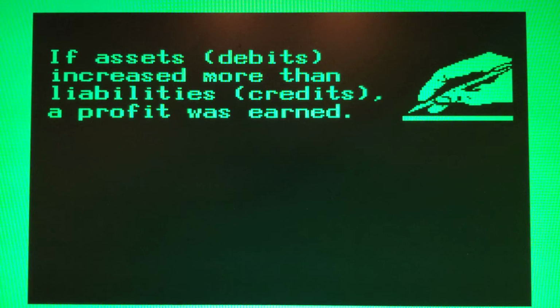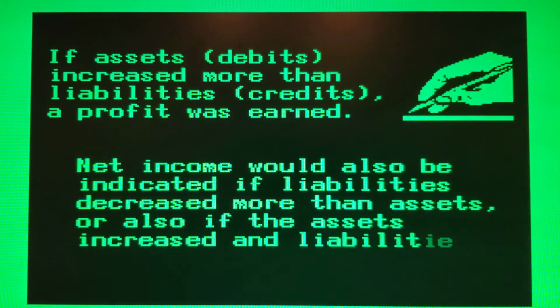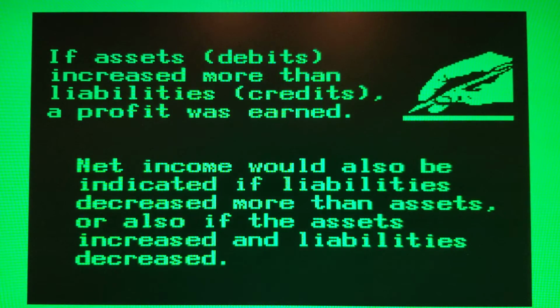It would seem reasonable that if during a period the assets, which are debits, increased more than liabilities, which are credits, a profit was earned, unless more capital was invested. Net income would also be indicated if liabilities decreased more than assets, or also if the assets increased and liabilities decreased.